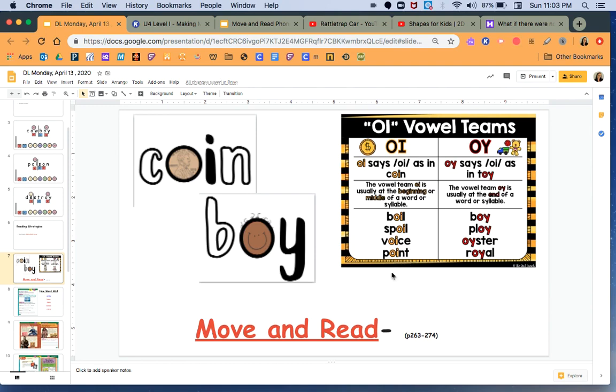Point, point. Now, OY is usually at the end of the syllable or the end of the word. So right here I have the word ploy. Ploy is like when you are kind of putting together a plan. Now I see this OY in the middle. I see an OY actually at the beginning of the word. But remember, it said that it would be at the end of the syllable. So that tells me this is going to be a two-syllable word.